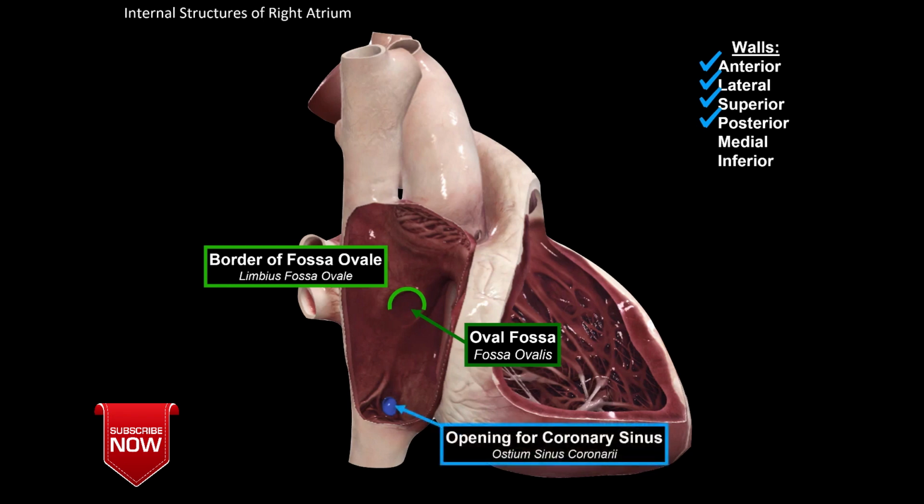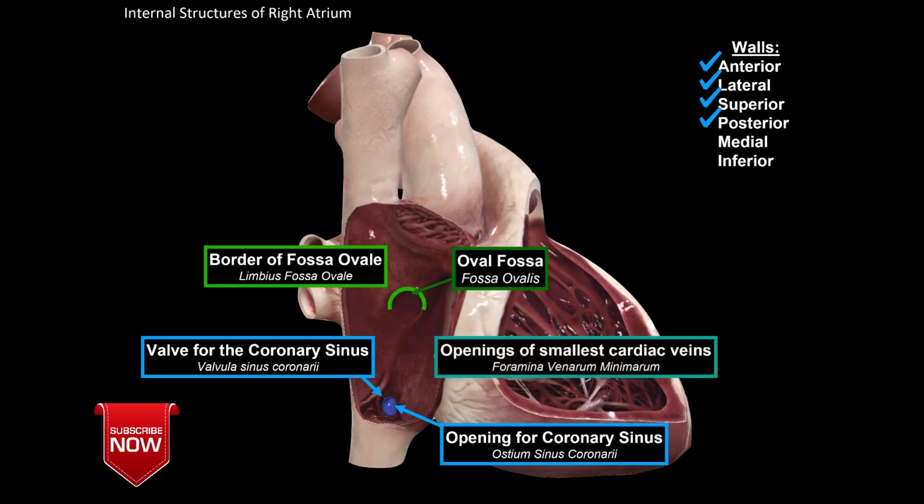Another thing you will find here is an opening for the coronary sinus, which lies between the medial and the posterior wall. This is the opening for the main vein draining the blood from the heart. And this opening is guarded by a valve called the valve for the coronary sinus, which is really just a fold covering it. So on the medial wall of the heart, you will also find very small openings returning blood directly from the layers of the heart's wall, called the opening of the smallest cardiac veins. So that's mainly the structures on the medial wall.